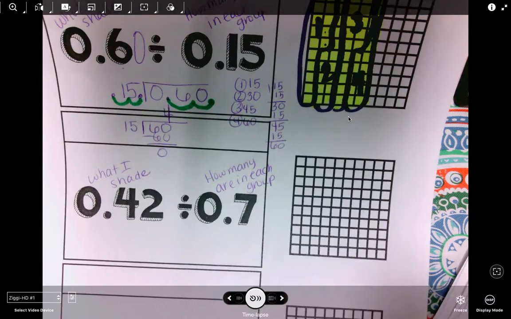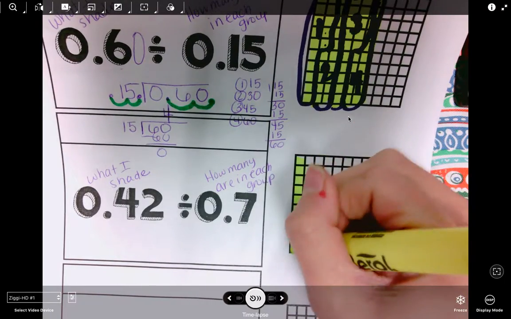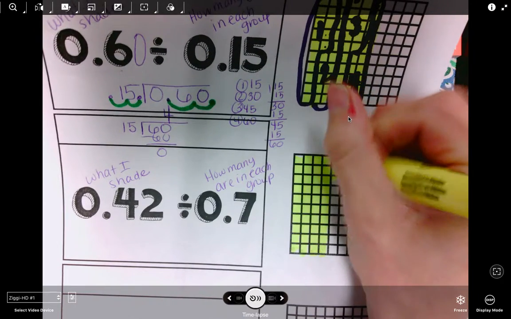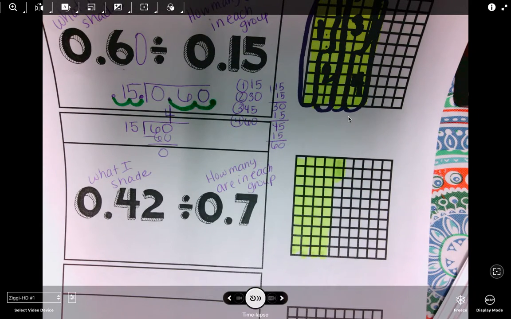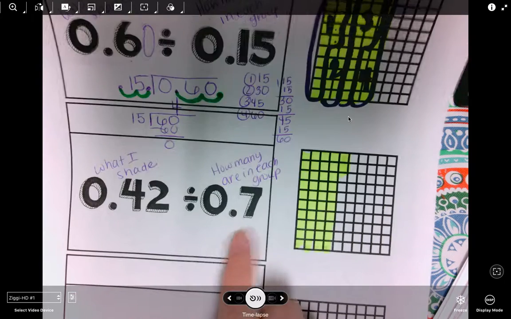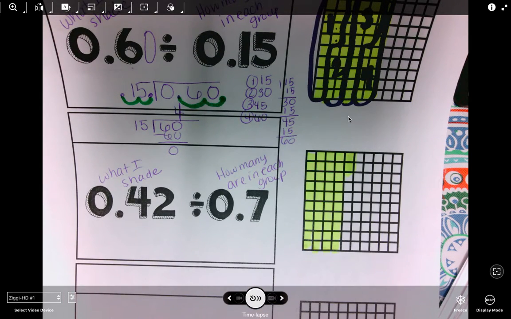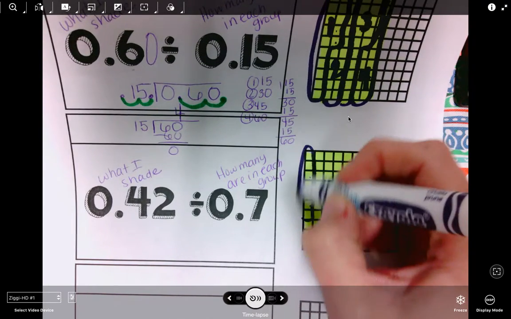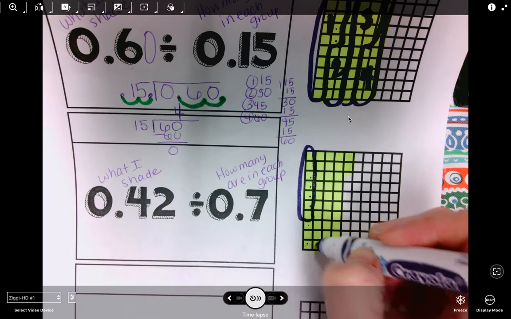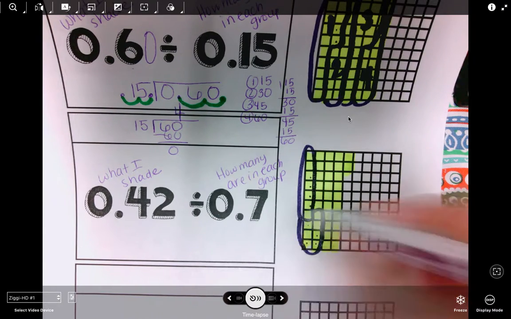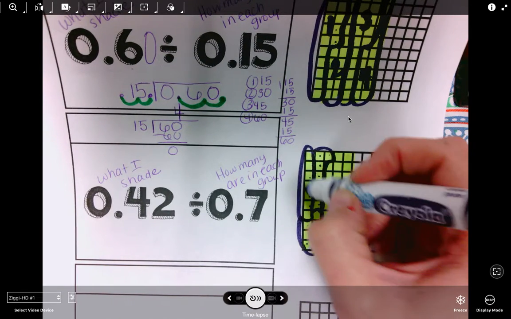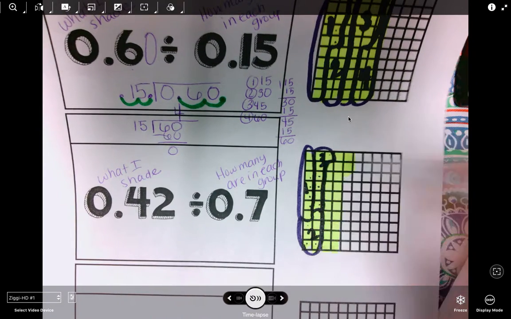So we're going to shade in 42 hundredths. 10, 20, 30, 40, and 2. So I have 42, and I'm going to group them into groups of 7. 1, 2, 3, 4, 5, 6, 7. There's one group. There's a second group. So now that's 3 groups.